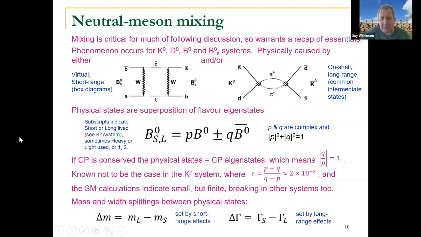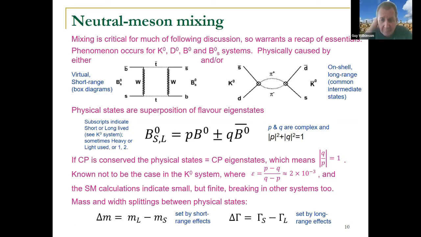These are superpositions of the flavour eigenstates. So there are these P and Qs, and they sum up quadratically to 1. If CP is conserved, the physical states here are the same as the CP eigenstates. And this essentially means that the magnitude of Q over P is 1. Now in the kaon system, this is known not to be the case.